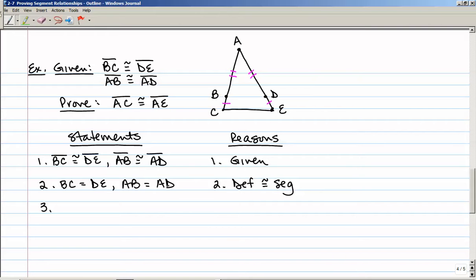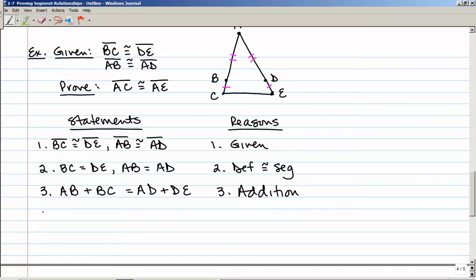So can I do that? Yes, I can, because BC and DE are equal to each other. They're the same thing. So I'm basically adding the same thing to each side of the equation. I'm taking the basic equation AB equals AD that I had here, and on this side I'm going to add a BC, and on this side I'm going to add a DE, and since BC and DE are equal, I can do that, and that's just the addition property. I'm adding the same thing to both sides of an equation.